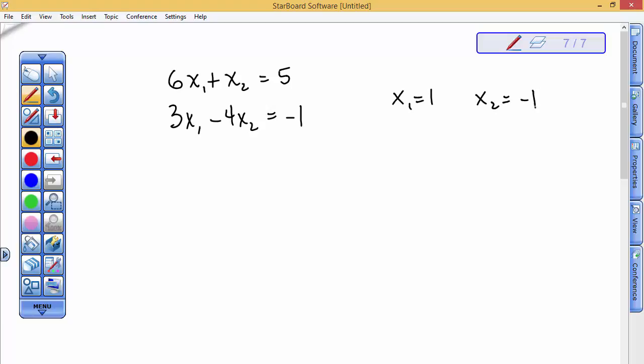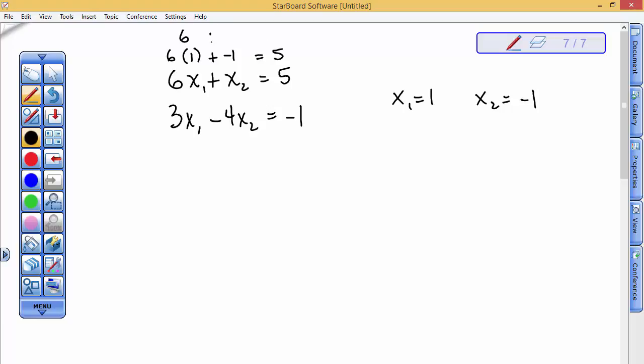I'm going to go ahead. I think I'm going to do this one up above. So I'm going to take 6 times 1, because x sub 1 is 1, plus -1 for x sub 2. And I'm wondering if that's equal to 5. So is 6 plus -1 equal to 5? Yes, it is.